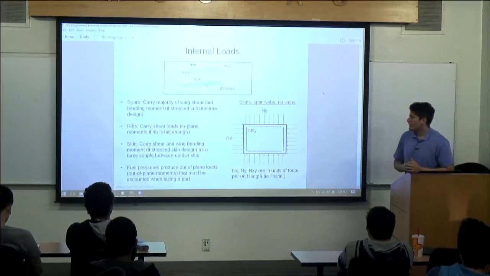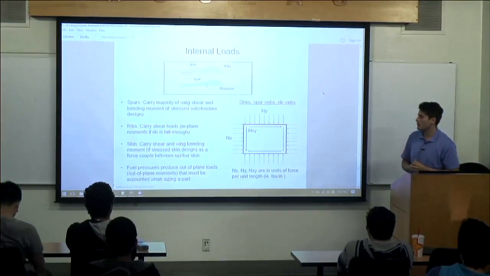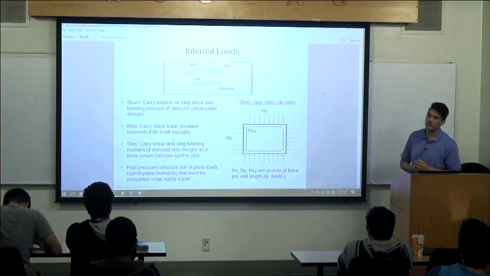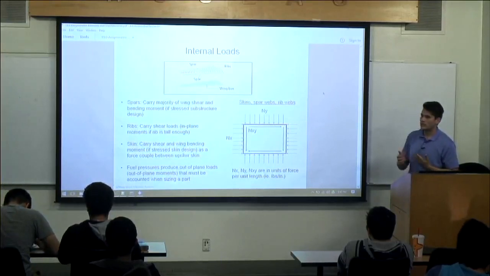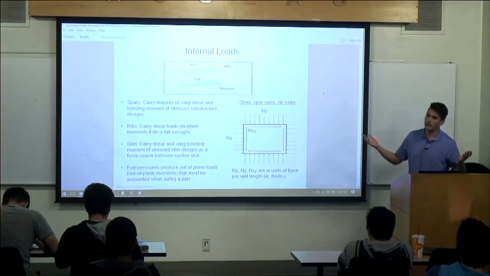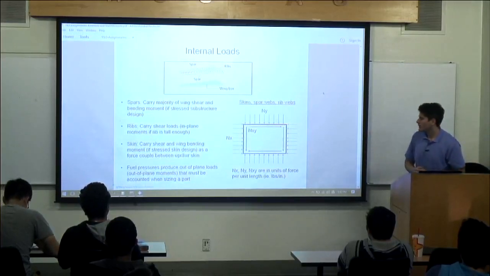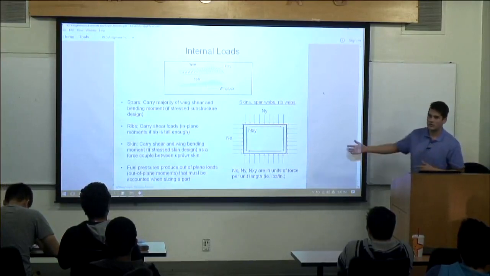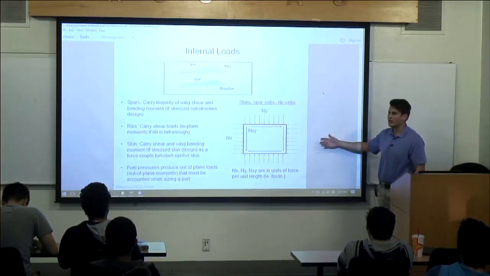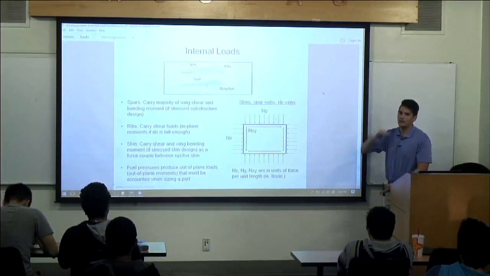For the skin, they carry your shear load from torsion and wing bending moment, like I discussed. If it's a stress skin design, it'll take wing bending moments. And it takes it as a force couple between your upper and lower skin. So if you're bending up, your upper skin will be in compression and your lower skin will be in tension. That's how it's taking the load. And those translate directly to the in-plane loads that he was talking about, your running loads on the upper and lower skin.